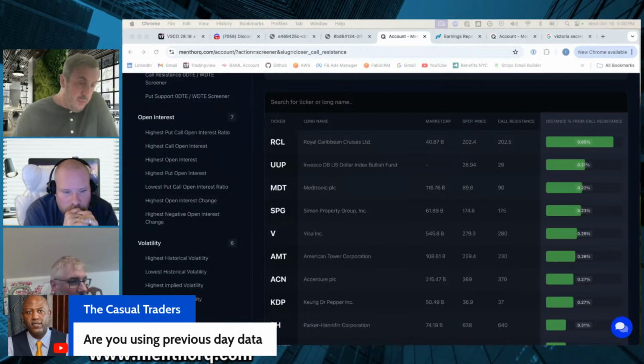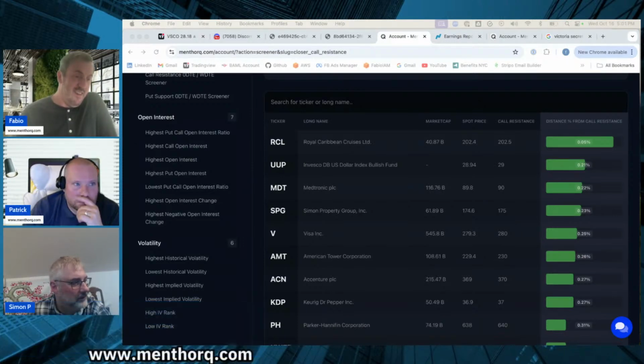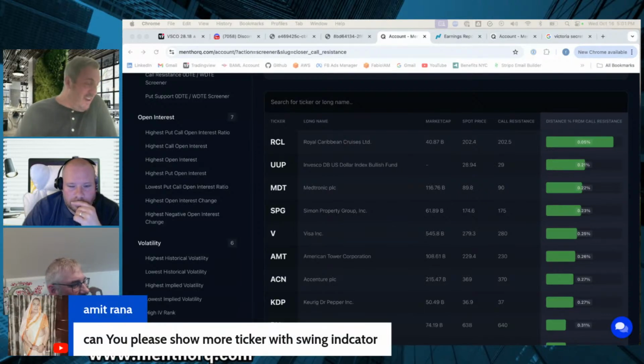They really are effective. Like you look at that RCL right there. Like I remember when RCL and CCL, this was like a few weeks ago, were at put support, and now look at it. It's amazing. Yeah, those cruises are always there. They're not stopping. The only thing that would stop that is another pandemic. Yes. Amazing. We have another question.